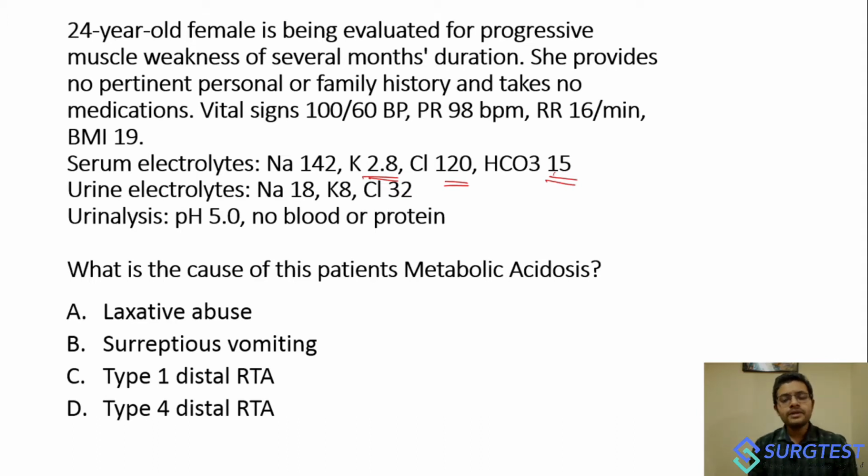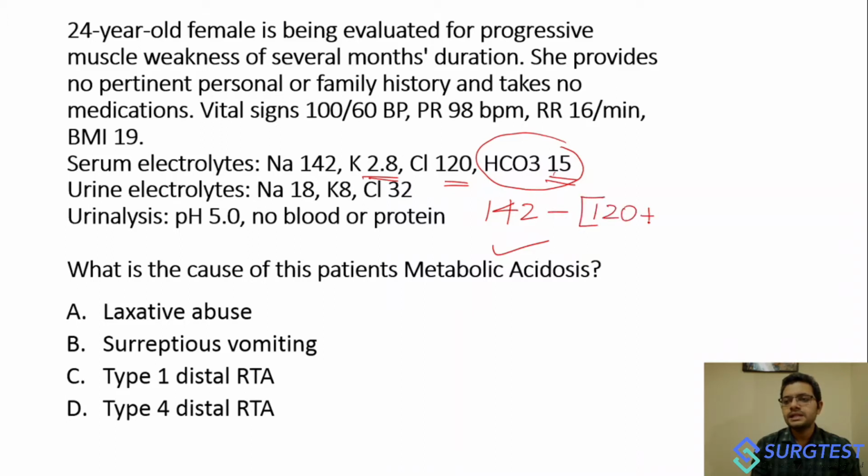If you remember the last video, we know now that this patient is having metabolic acidosis, because that's a question in itself, and we also know that the bicarbonate is low. So whenever there is a metabolic acidosis, our first responsibility is to see whether it is anion gap metabolic acidosis or non-anion gap metabolic acidosis. So we know the formula. It is sodium minus the addition of chloride and bicarbonate. So let's go for it. Our values are 142 minus the addition of 120 plus 15.